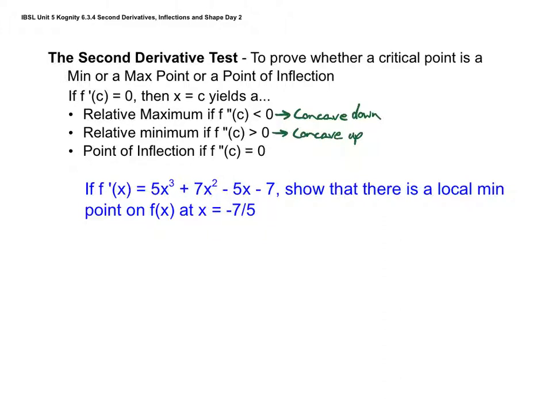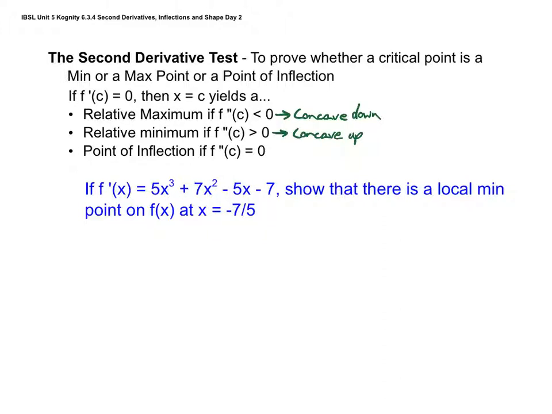It's a little bit easier, especially when all we care about, like in this case here, is negative 7/5. We don't care about any other critical points that might exist. Okay? So, here we have the first derivative is 5x cubed plus 7x squared minus 5x minus 7. Show that there is a local min point. Notice here, I don't even know what the original function is.